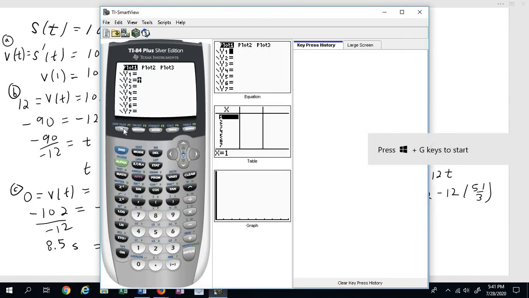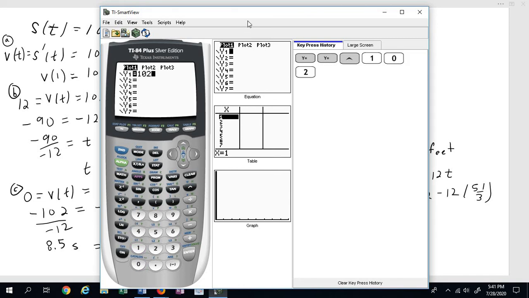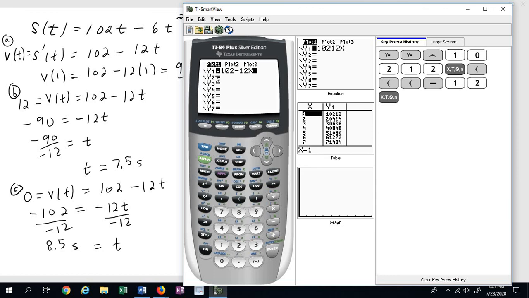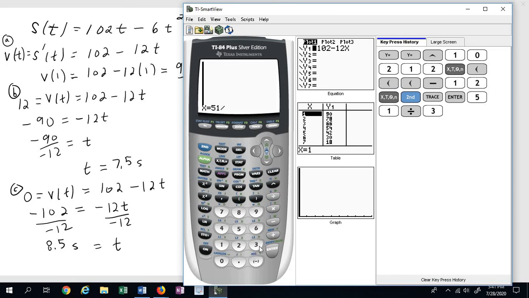Okay, so again, go to your y equals button, and then plug in the function 102 minus 12t, or 12x in this case. Okay, so that's your velocity function, and then you can go to calculate and then the value when x is 51 over 3. And then press enter.